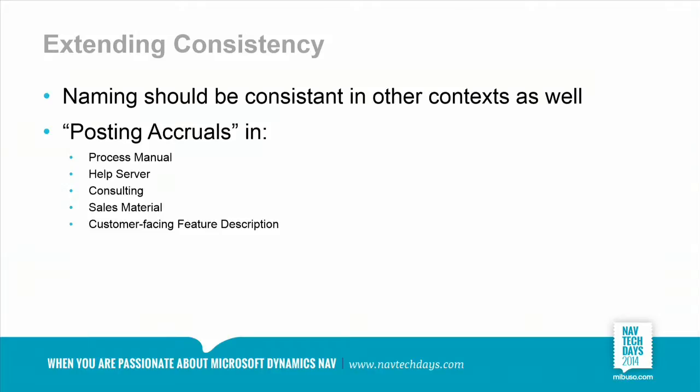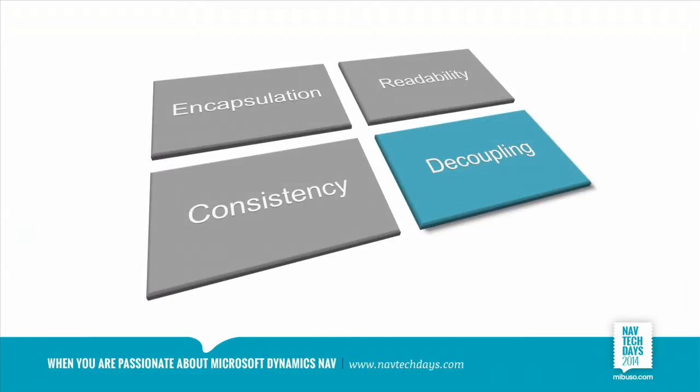Like posting accruals should be what a chapter in your process manual says. It should be on the help server. Consultants should talk about that. Salespersons and the sales material should sell the functionality as posting accruals. And a customer-facing feature description should also say posting accruals. Now, you may say that is all self-understood. Just look at what you have written and what your salespeople are selling, and sometimes even the language is completely different. Maybe you've had that experience in the past. I don't hope so, but I fear. At least I've had it.